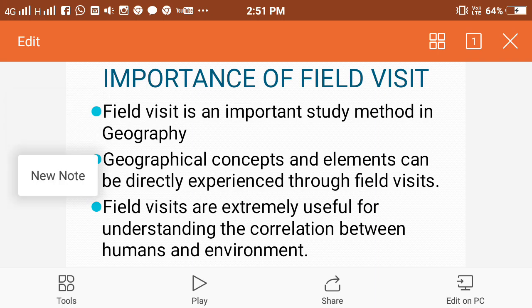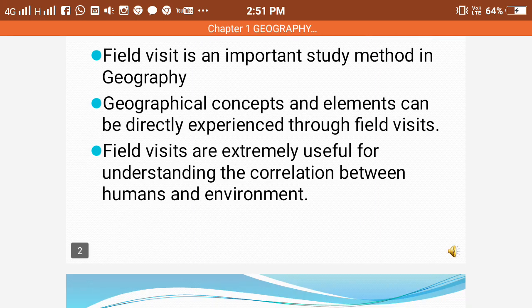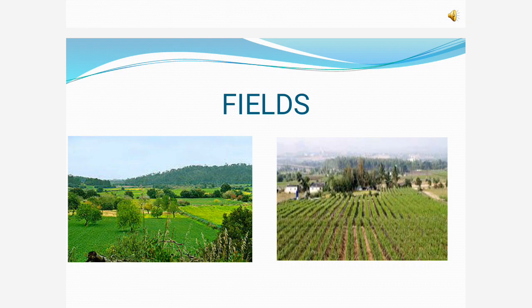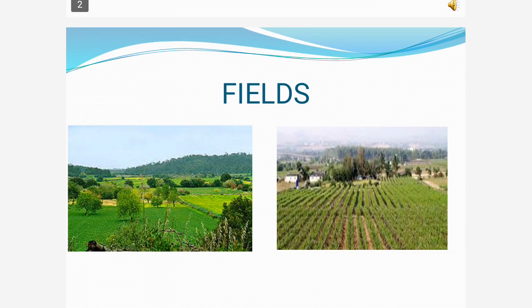So all these we study in our textbooks, but we study it better if we personally visit the place. That is why field visit is an important study method in geography. You can see the pictures of fields over here. In the first picture and in the second picture, both the pictures are showing you fields. You can see the vastness, the space it has. It also teaches us that the more the space, the more the water will be used.